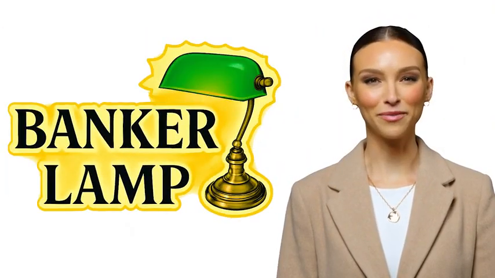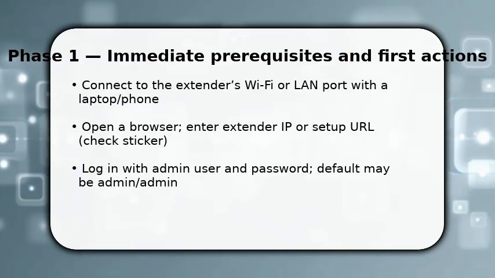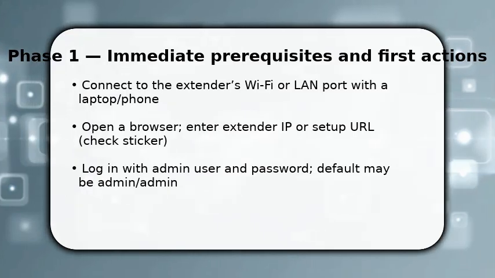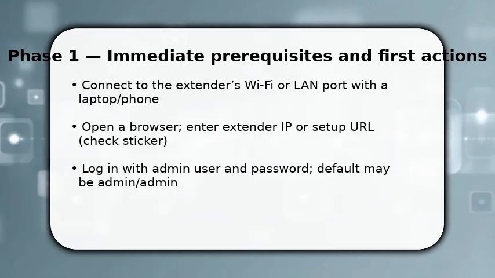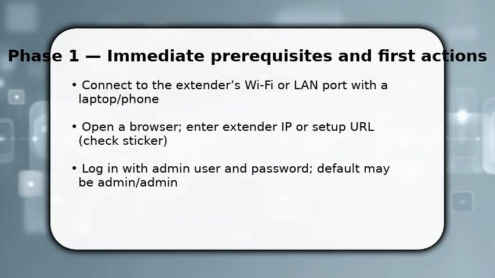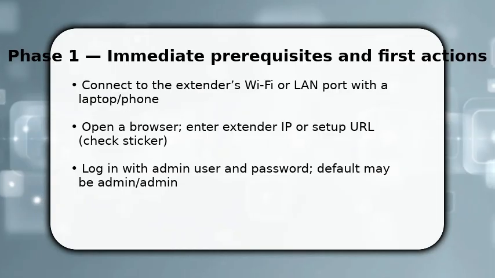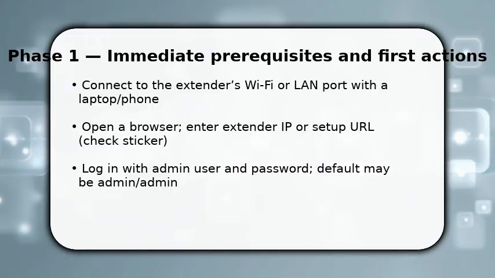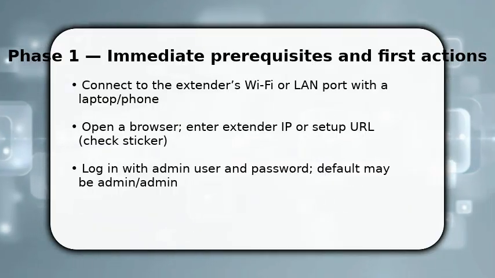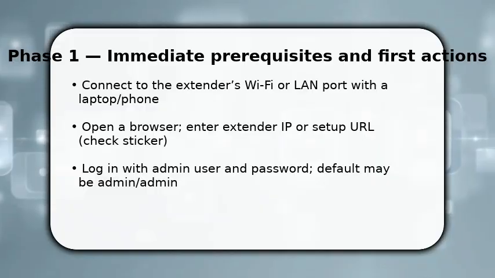Please enjoy the video. You start by connecting directly to the extender, Wi-Fi or Ethernet, so you are on the same network. Open your browser, enter the extender IP or setup address shown on the device. This is how you reach the admin panel. Log in with the admin credentials. If you haven't changed them, use the default printed on the unit.